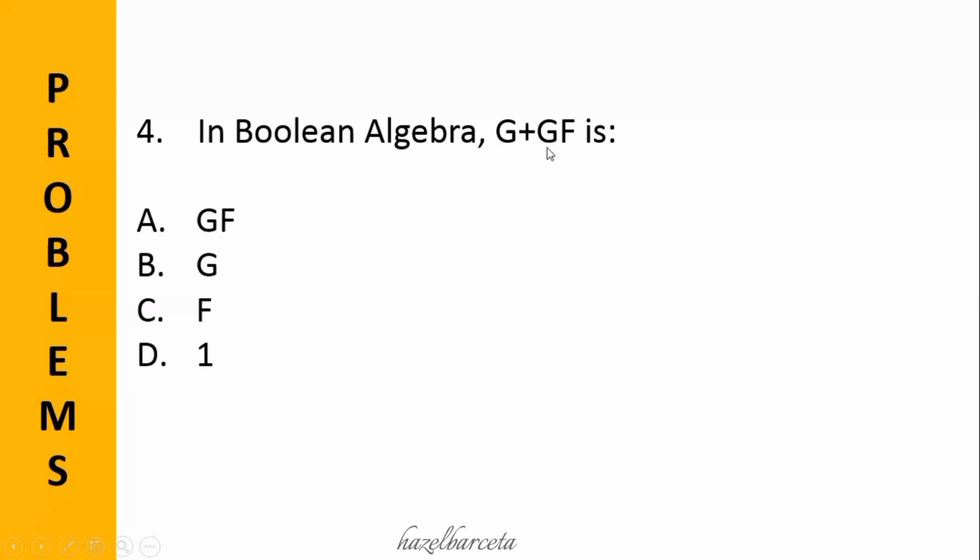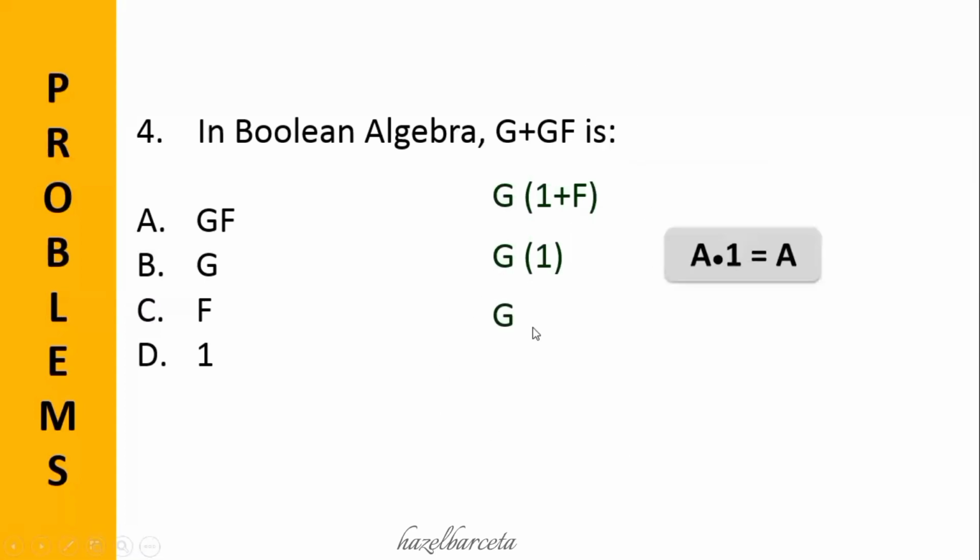Here, hindi naman po tayo magnanaw na. So, ang gagawin po natin una is just like kanina, i-factored out po natin ang ating common, which is G. So, ang maititira po ay 1 plus F. Diba, meron po tayong 1 plus A. So, that is 1 plus A is equal to 1. Therefore, G times 1. And we also have A times 1, which is equal to A. So, the answer is G. Walang GF. Kaya single. So, letter B.